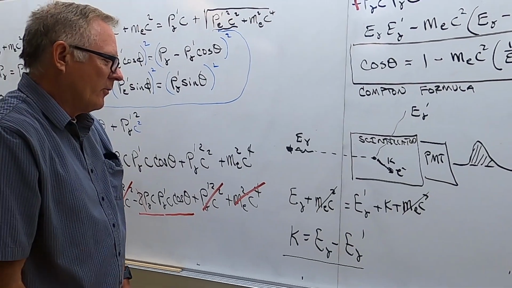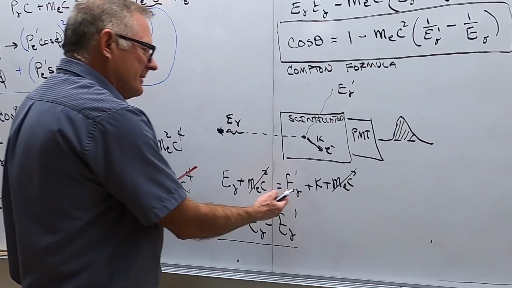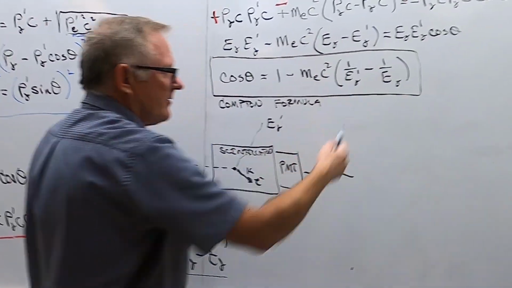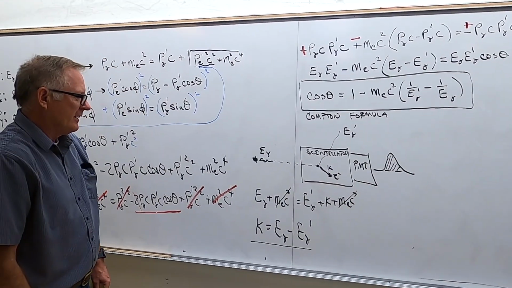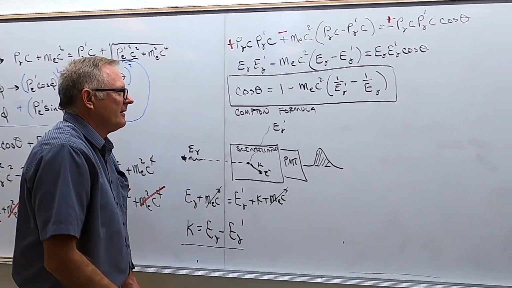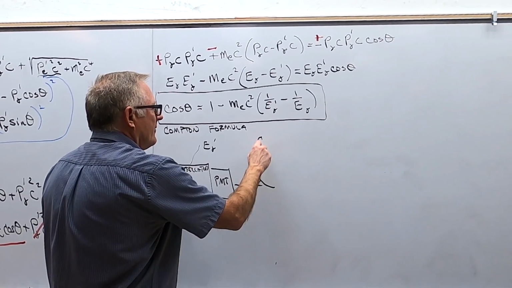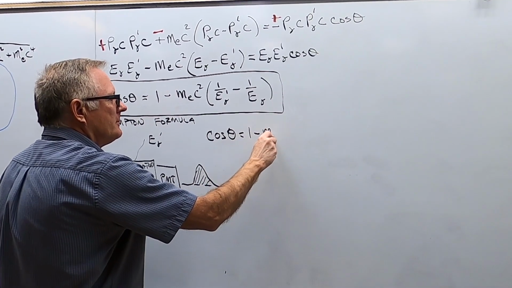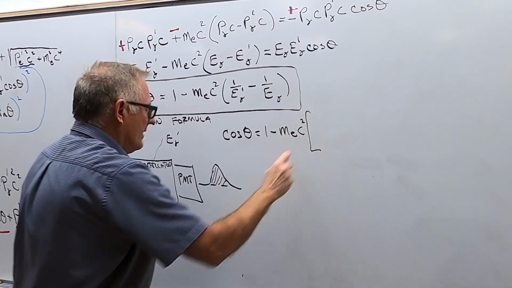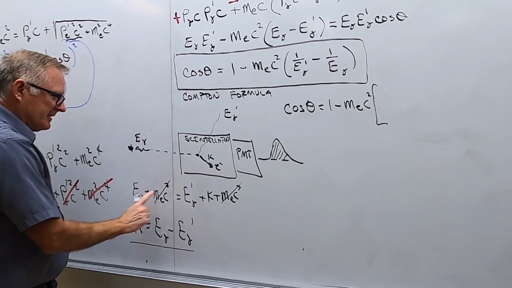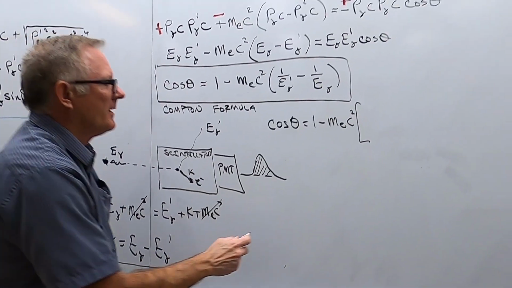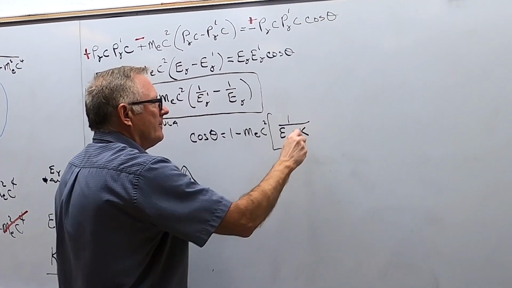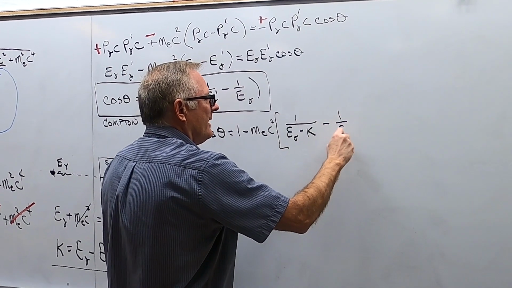So if I wanted to, I could have said E gamma prime is equal to E gamma minus K, and I could have put it up there and written it all in terms of kinetic energy too. As a matter of fact, we could do that right there. We could say the cosine of theta is equal to 1 minus m sub e c squared times, and what do we say E gamma prime is? It's just E gamma minus K. So you get 1 over E gamma minus K, minus 1 over E gamma.